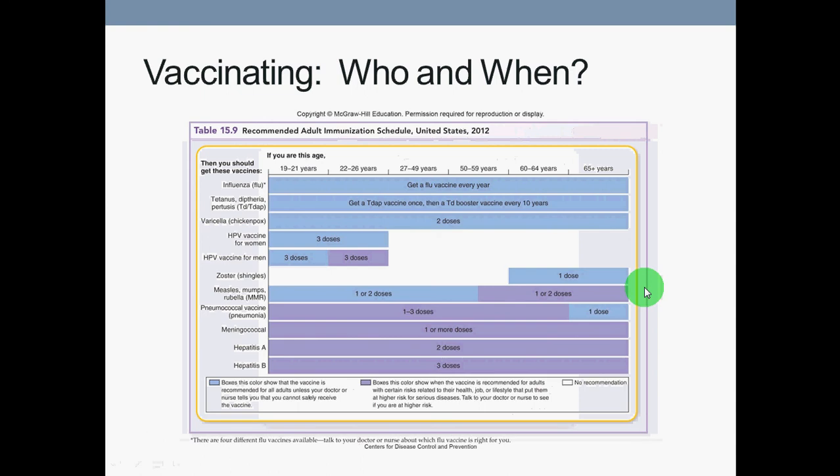And then these are the ones that are recommended as an adult. A lot of these diseases you need boosters for. Most of the time we get those boosters before we go off to college. Again, we need to get a flu shot every year, and we need to get a tetanus, diphtheria, and pertussis booster every 10 years or so.